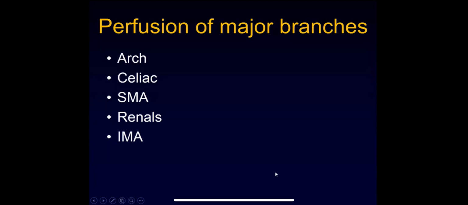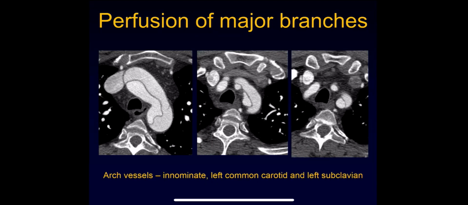We should evaluate for the perfusion of major branches of the arch, the mesenterics, and the renals. So here we see that the aortic dissection flap extends into the innominate, left common carotid, and also the left subclavian.